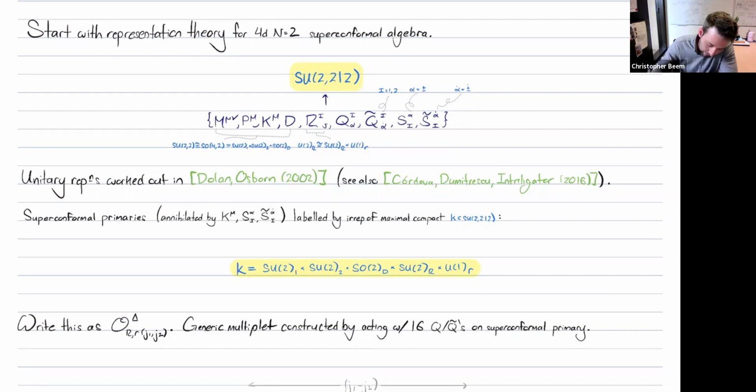And the relevant unitary representations of this symmetry algebra were worked out originally in a paper from 2002 by Dolan and Osborn, and I will always use the conventions and terminology from their paper because it's how I learned it. But there was also a nice paper by Clay, Thomas, and Ken a few years ago that redid this along with a lot of other superconformal representation theory that you should use as a resource if you need it.